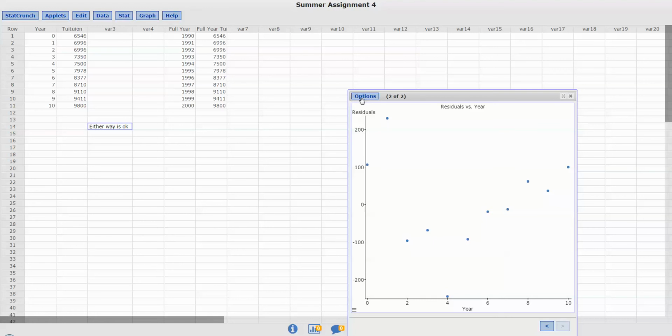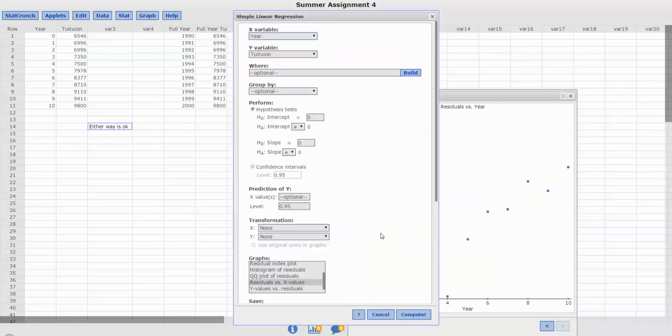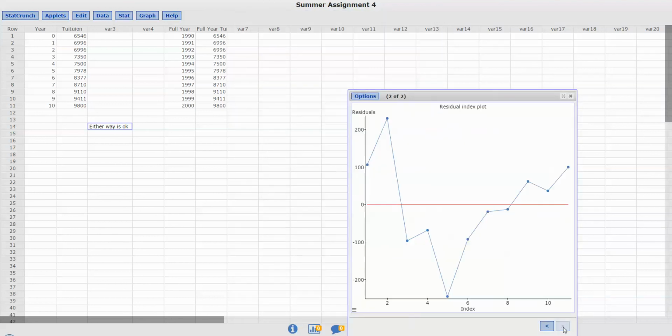Okay, if you want to actually see the red line there, we could do a residual index plot, hit compute, and you'll have that red line. This sort of jumpy line thing isn't really anything we do in AP Stat, but at least you can see some of the points are above, some of the points are below. I'm pretty sure that covers it. That is assignment 4.